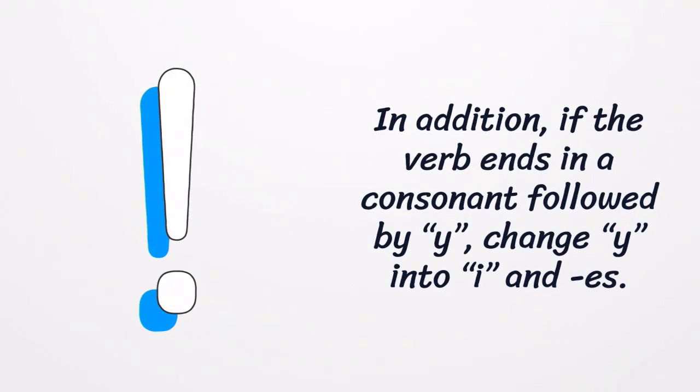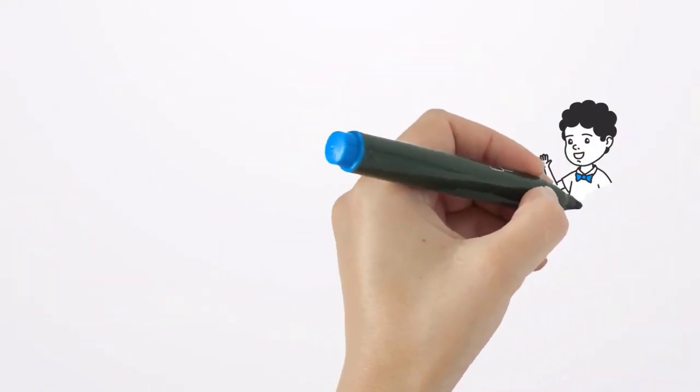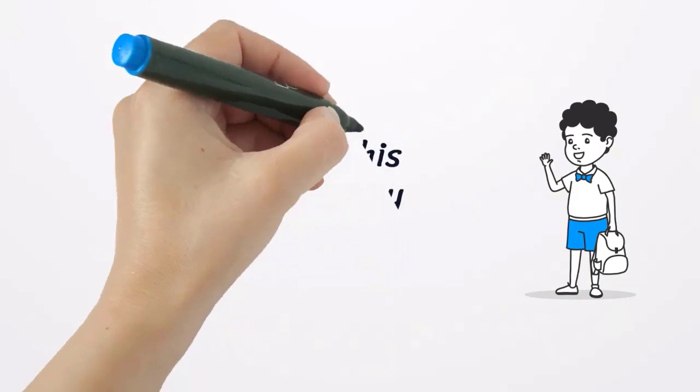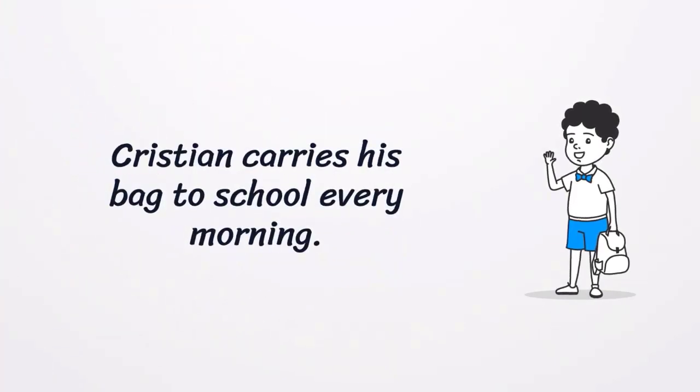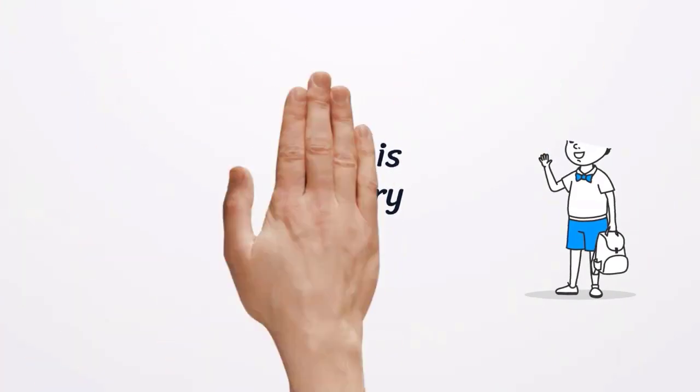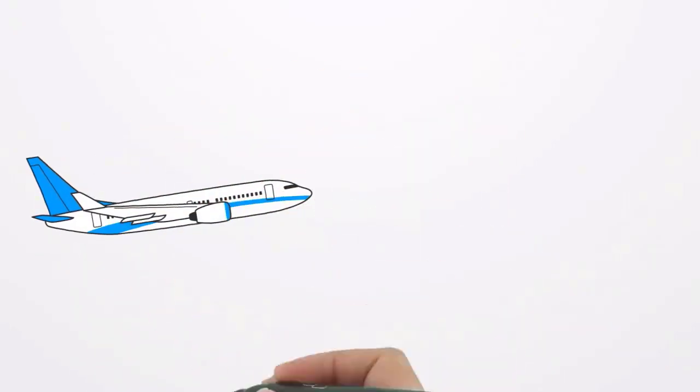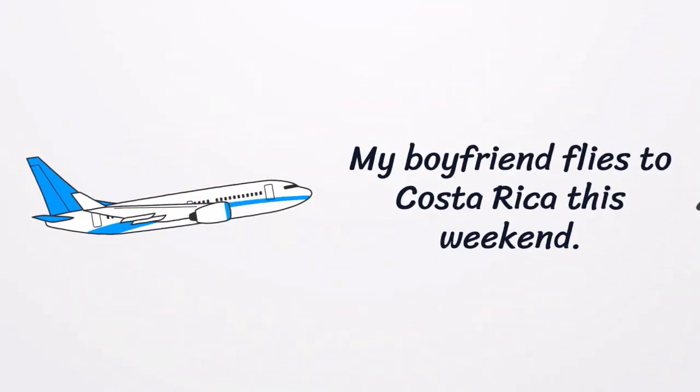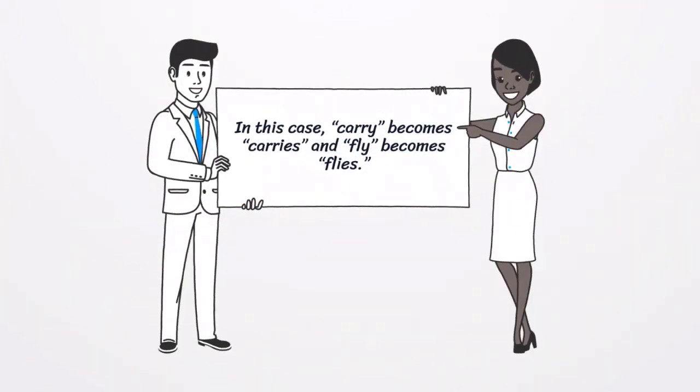In addition, if the verb ends in a consonant followed by y, change y into i, and then add es. For instance, Christian carries his bag to school every morning. My boyfriend flies to Costa Rica this weekend. In this case, carry becomes carries and fly becomes flies.